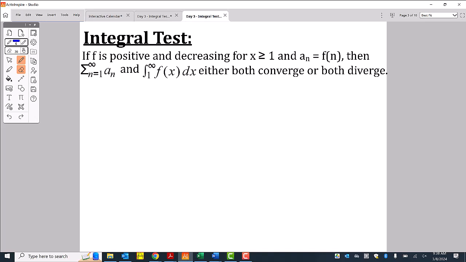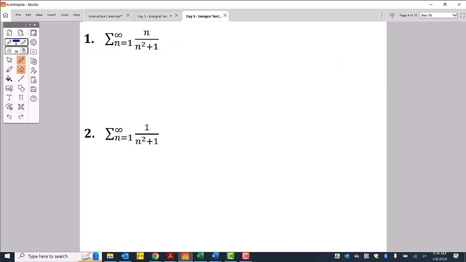There's a lot of fancy words for saying, hey, if you turn your sequence into a function and you integrate it from 1 to infinity, then if that integral converges, so does the series. If that integral diverges, so does the series. Now, the big thing here is it doesn't tell us what it diverges or converges to. So that's what we have to keep an eye out for.